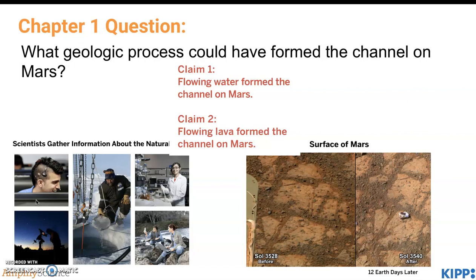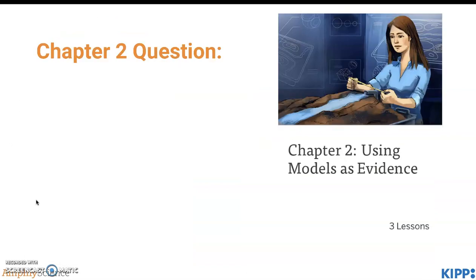A jelly donut-like object appeared in the path of the Opportunity rover on the surface of Mars in 2014. Students examine evidence and practice connecting the evidence to claims. They then apply these argumentation practices to the channel on Mars investigation as they return to the Chapter 1 question, what geologic process could have formed the channel on Mars?